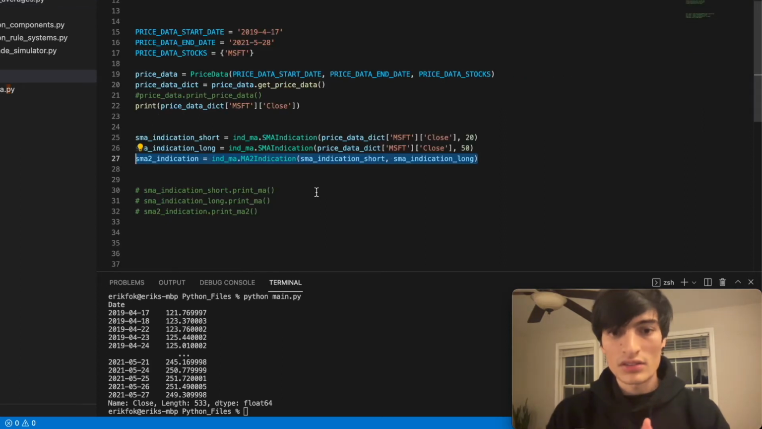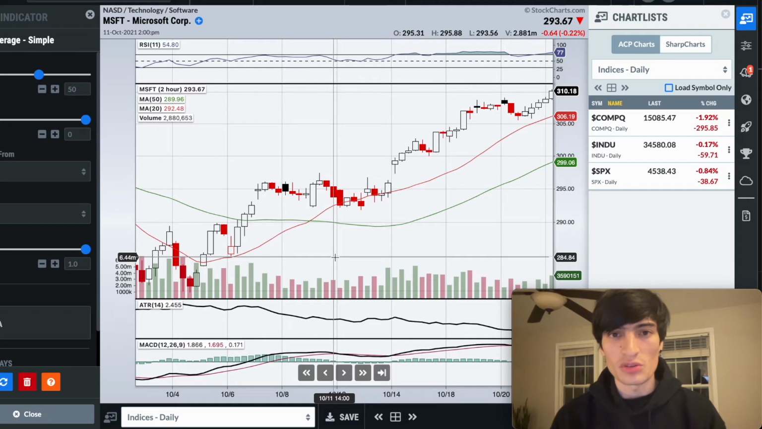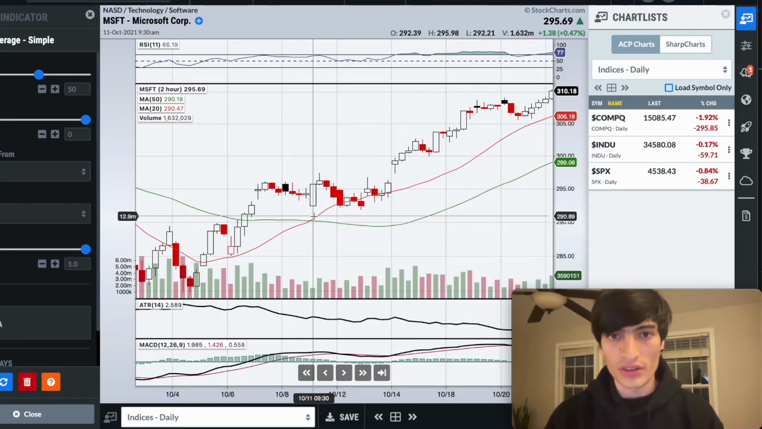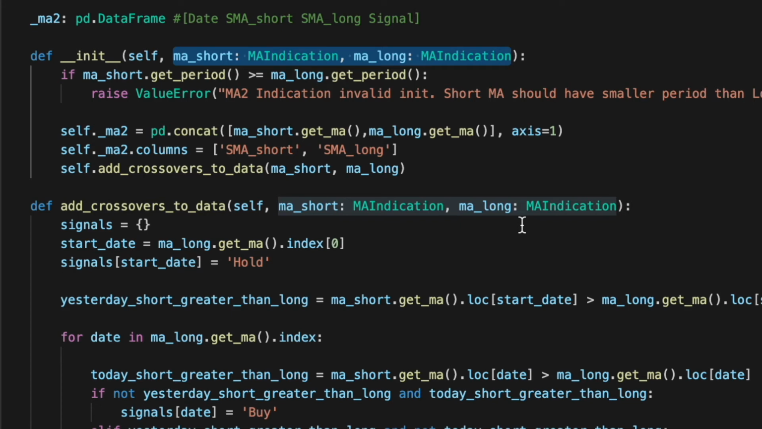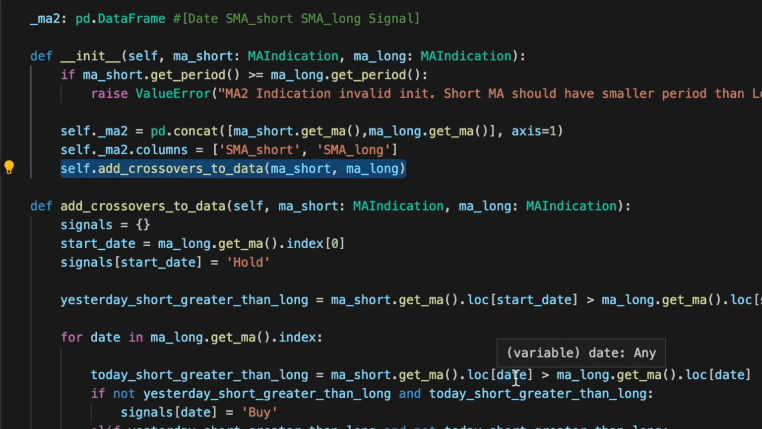Back to the main class file, where I'm instantiating a new type of object called an MA2Indication. Essentially, I'm taking two simple moving averages and passing it into this MA2Indication. So here we have our MA2Indication. To justify this class's existence, I'm going to bring you back to the graph. Because this MA2Indication class owns both the short-term and the long-term moving average, we can compute where these crossovers are occurring. So here in our initialization, we're taking in two moving averages, then storing both moving averages into a data frame. And lastly, we're computing the crossovers and storing.